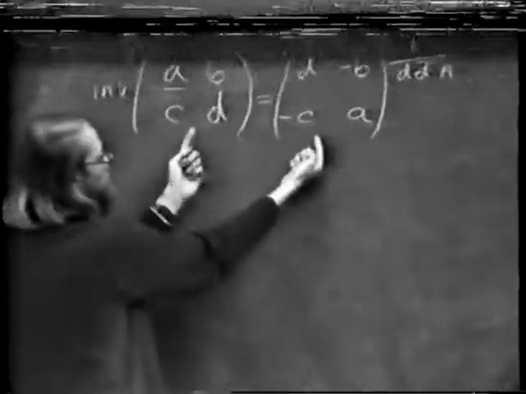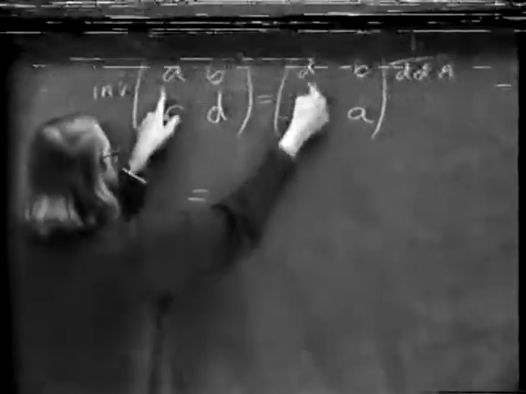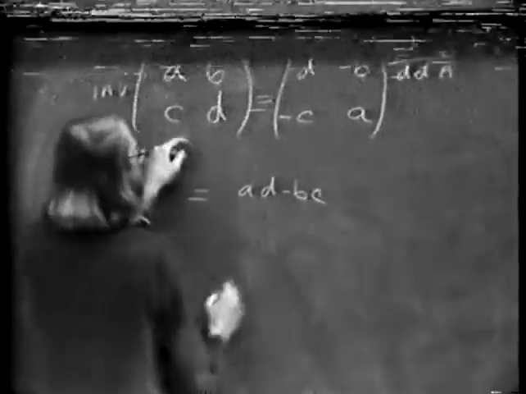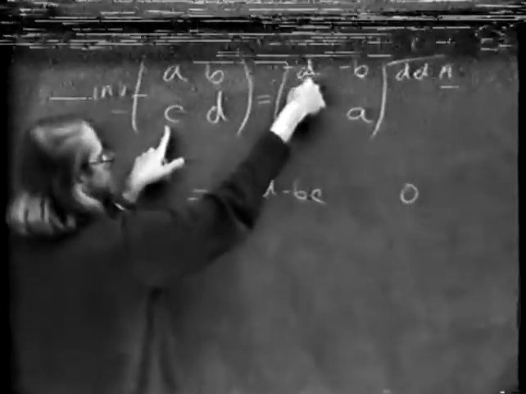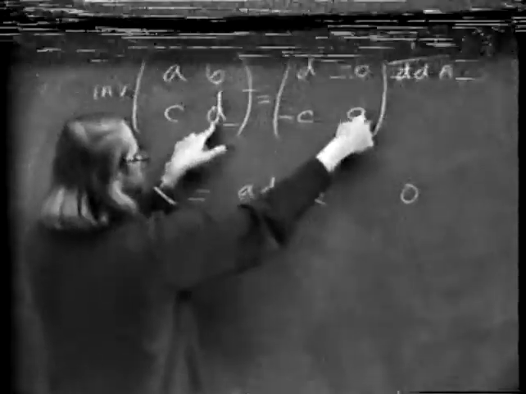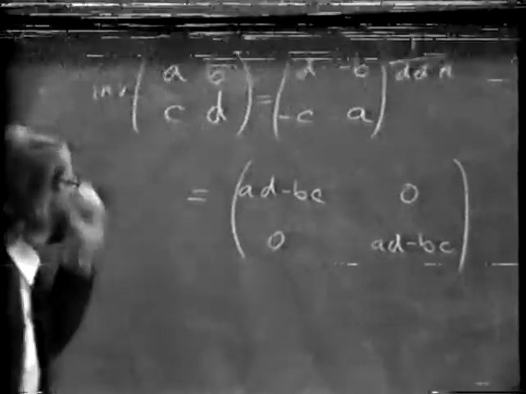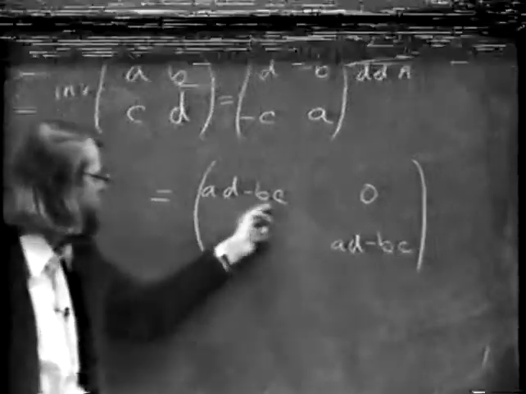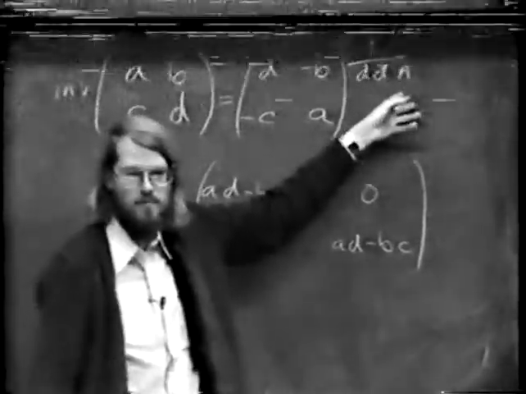If we try to multiply these things together, forgetting we won't divide yet, we come up with AD minus BC, and then we come up with minus AB plus AB, so that's 0, and we come up with CD minus CD, so that's 0, and minus BC plus AD there. This is almost the identity matrix, except that instead of 1s along the diagonal, we got AD minus BC, which is the determinant of this original matrix. So that's why we have to divide by it.